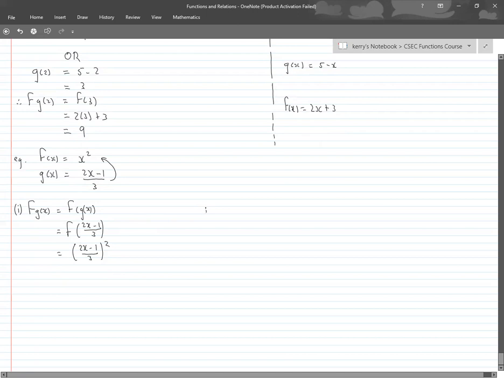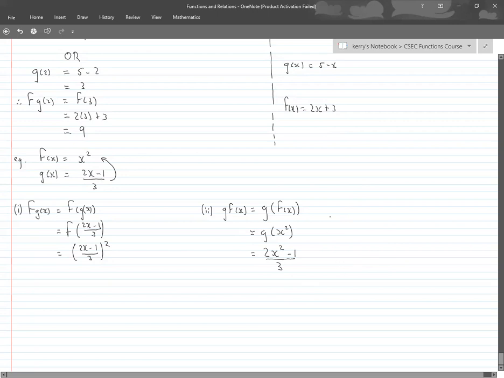I'm going to do part 2 across here. So part 2, let's say that they ask us to find g of f of x. So g of f of x means into the function g, you are substituting f of x. So first thing, you change f of x to what it is. f of x is x squared. So now this is the input that goes into g, and g does this to the input, right? So this will give us 2 times the input, which is now x squared, minus 1, all over 3. And that's it. So that's the composition of functions.